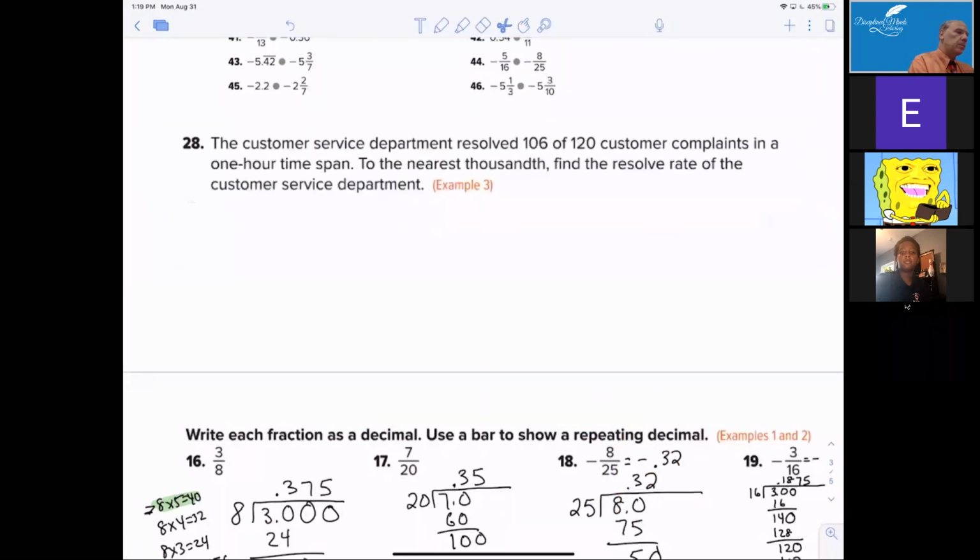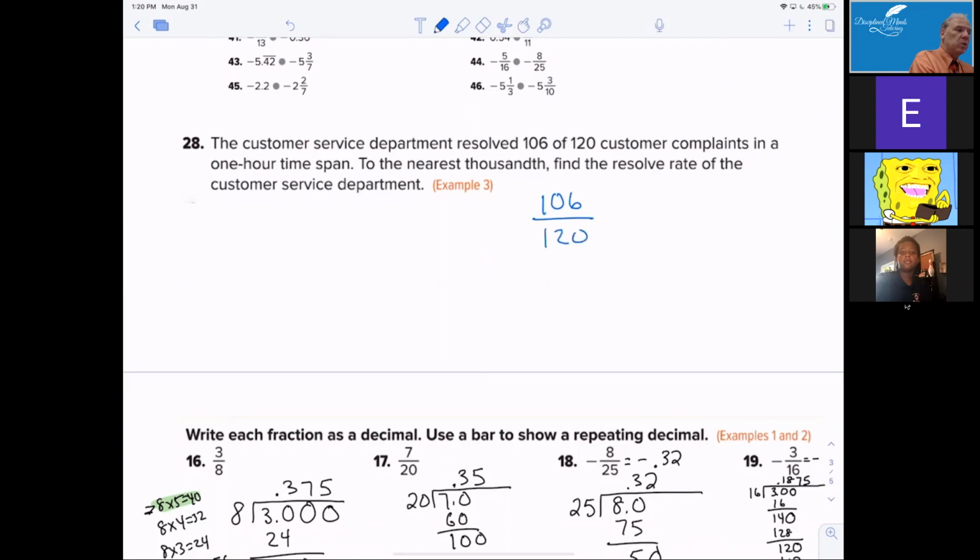So for 28, it says the customer service department resolved 106 of 120 customer complaints. To the nearest thousandth, find the resolve rate. Okay, so we're going to divide this out to the nearest thousandth. But before I do this division, guys, I want everybody to look at this. 106 out of 120, what can I reduce by? What goes into 106 and 120? 2. That makes 54 out of 60.